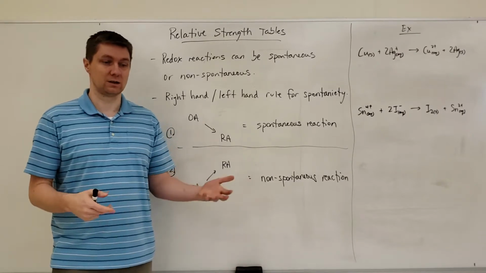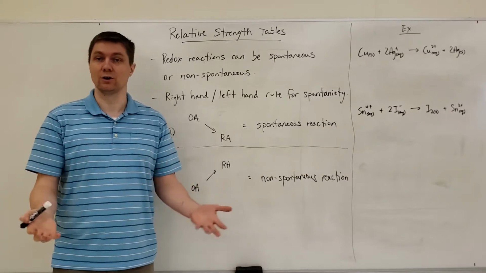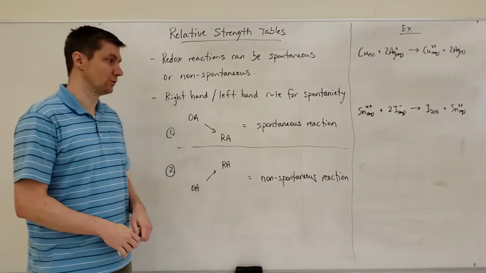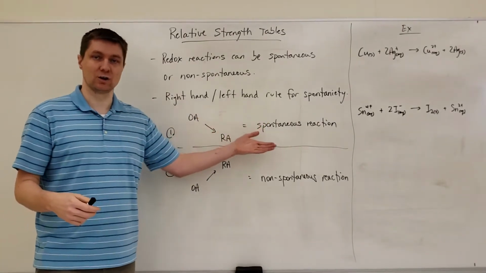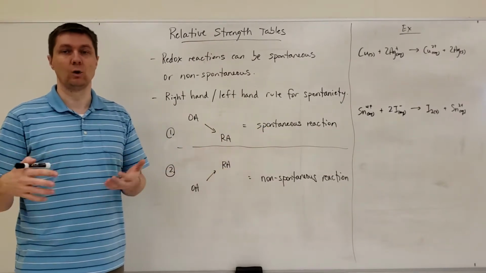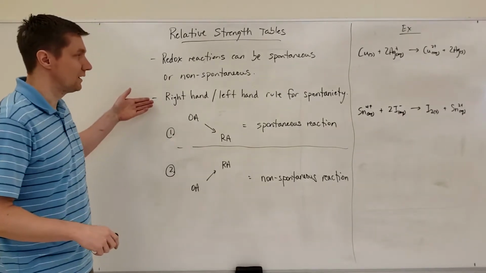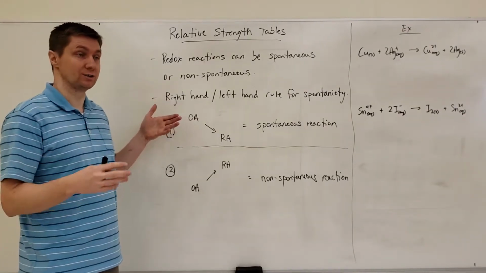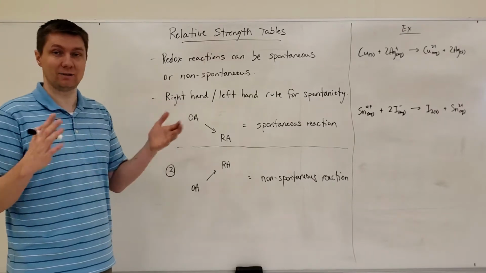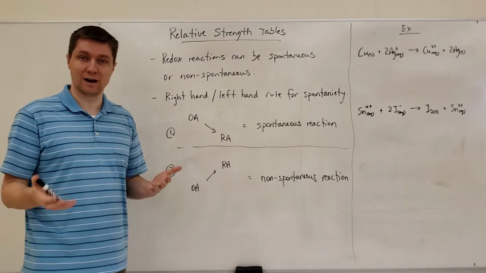Or if I take an oxidizing agent and a reducing agent and I mix them together, do I see no reaction? And so spontaneous means that the reaction occurs on its own, by itself. A non-spontaneous reaction means that it won't occur on its own. So to identify whether a redox reaction is spontaneous or not, we have this right-hand, left-hand rule that we have to follow in our reduction half reaction table.